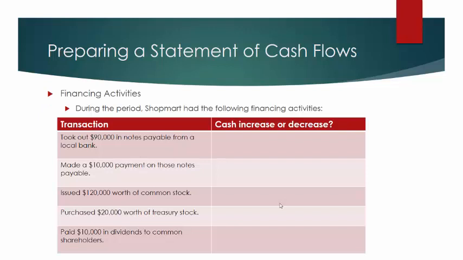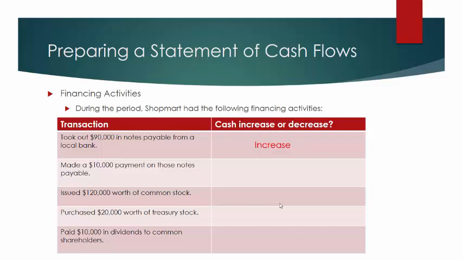In here, let's take some examples and say that during this period, the company, ShopMart, took out a $90,000 note payable from a local bank. Well, what's going to happen here? We are signing a note, and we are getting the cash right now, which means we would have an increase to our cash flow.